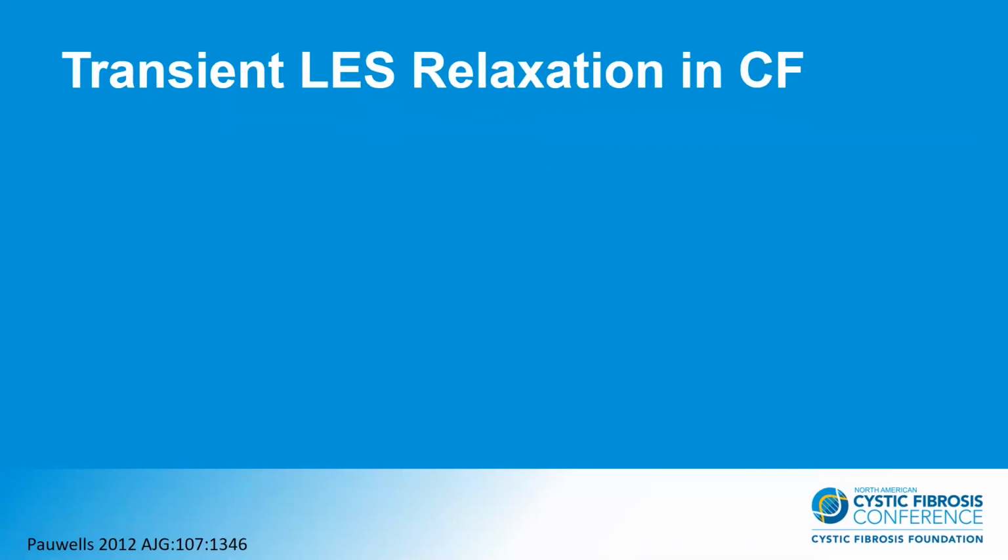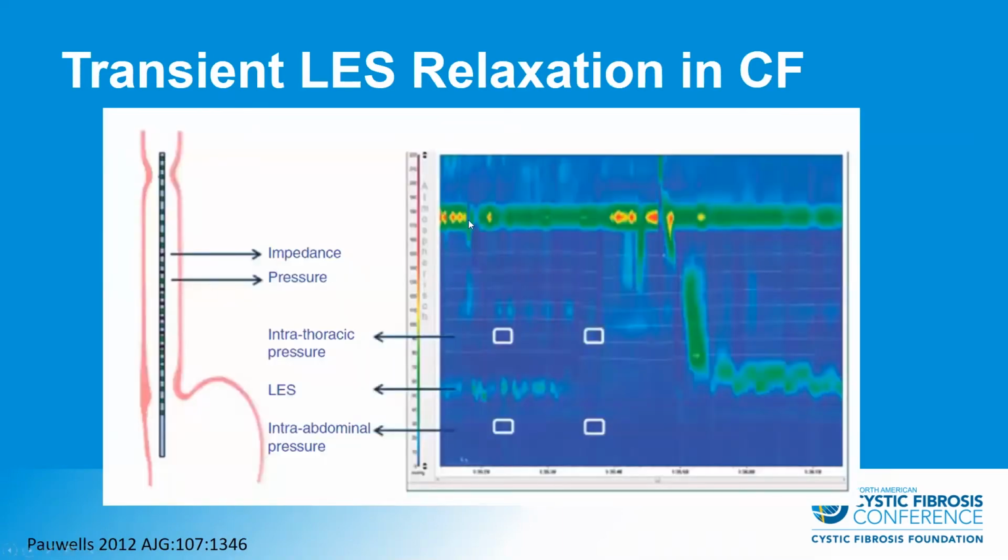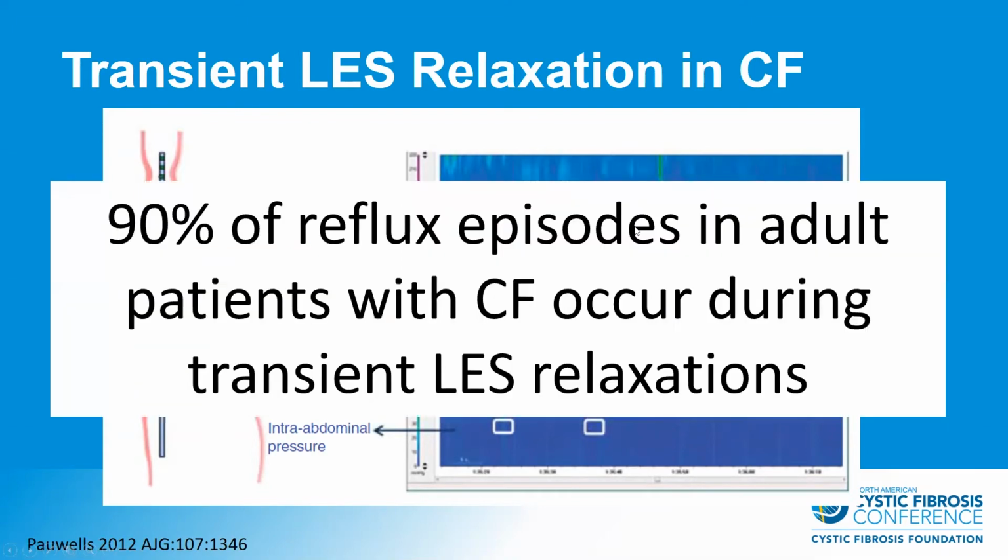Transient LES relaxation is illustrated here, and you can see this is the upper esophageal sphincter, the LES, and esophageal motility studies, and you can see this relaxation here with proximal reflux. And 90% of reflux episodes in adult patients with CF occur during transient LES relaxation.